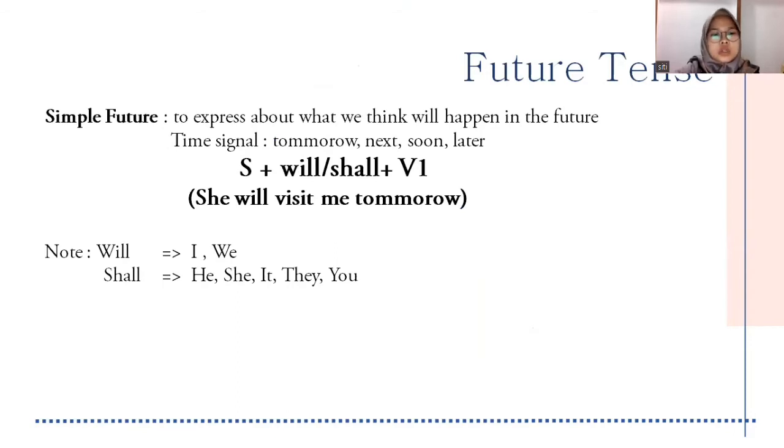And this is the rule to use will or shall. Will is used for the subject I and we, and shall is used for subject he, she, it, they, and you.